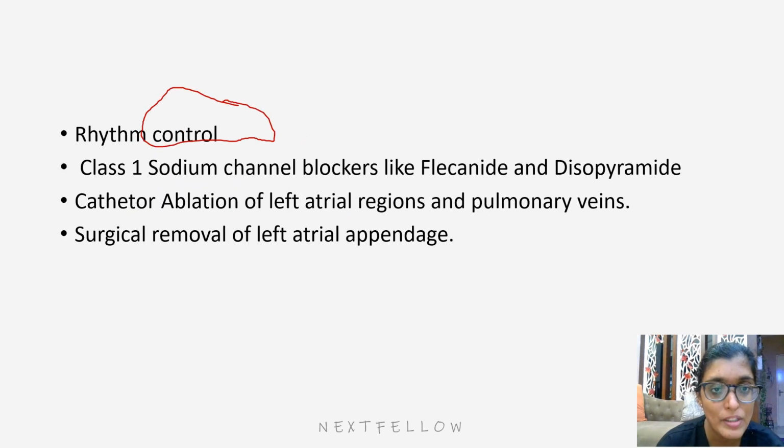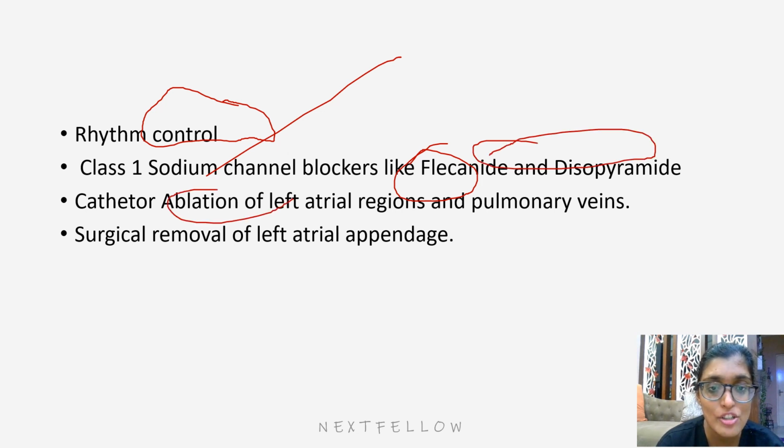Rhythm control. The rhythm control can be achieved by class 1 sodium channel blockers like flecainide and disopyramide, catheter ablation of left atrial regions and the pulmonary veins. Surgical removal of the left atrial appendage is the last resort.